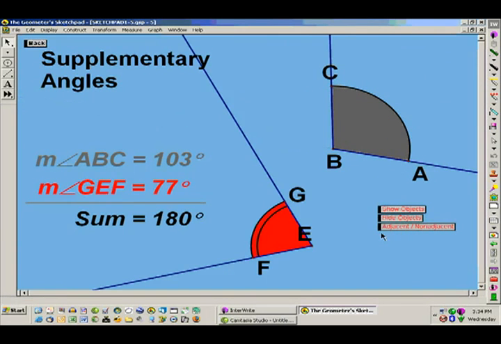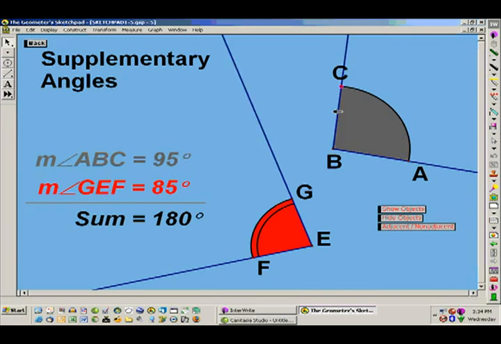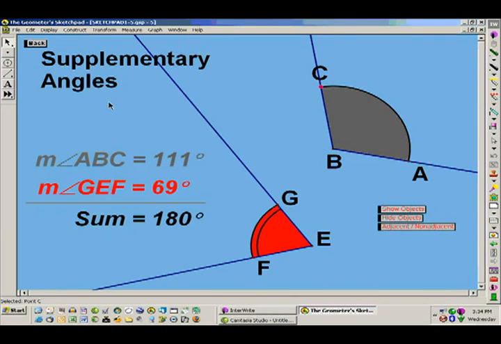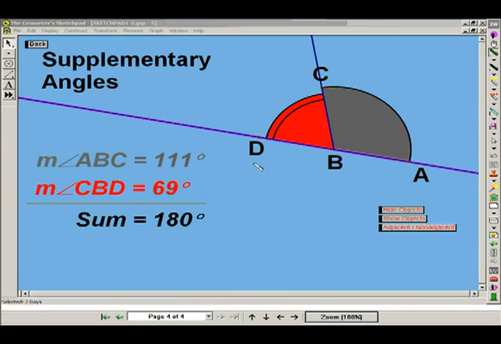And once again, these angles could be separated like this. And as long as their sum is 180 degrees, we consider them supplementary. What is unique about this picture is that the two angles actually form a straight line. So not only are these considered supplementary, they have yet another name, and that name is linear pair.